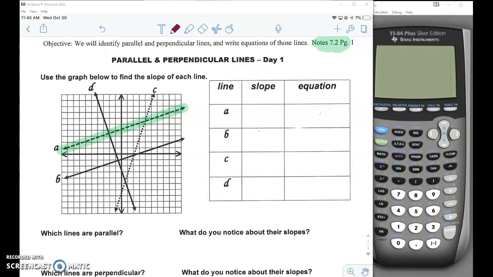The slope of this line is positive, and each time we are going up 1 and over 3, up 1 and over 3. So our slope is positive 1 over 3. To write the equation, we need y equals mx plus b, so y equals the slope and the y-intercept. My y-intercept is 1, 2, 3, 4. So my equation, y equals 1/3 x plus 4.